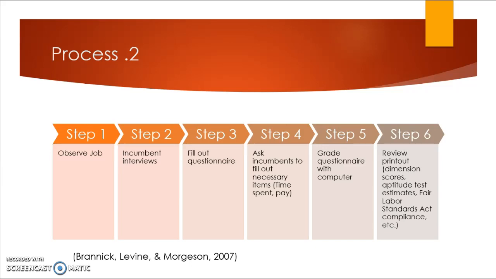After collecting data, the analyst will then fill out the questionnaire. This is done by looking over all items and rating them on a scale of relevance from not relevant to level 5 or extremely relevant. Though an analyst may ask an incumbent for their rating on certain items, such as time spent on the job, after the questionnaire has been filled out, it is graded by a computer. The printout lists dimension scores, as well as estimates on aptitude tests, job evaluation points, FLSA analysis, and whether the job is covered by the Fair Labor Standards Act.